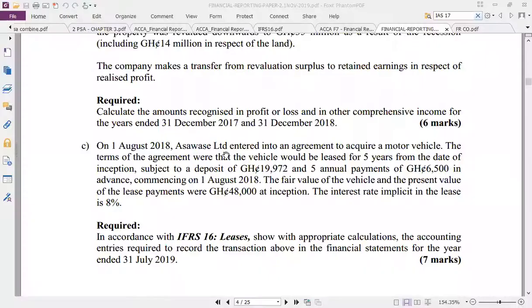Company entered into an agreement to acquire a motor vehicle. The terms were that the vehicle will be leased for 5 years from the date of inception, subject to a deposit of 19,972 and 5 annual payments of 6,500 in advance, commencing on 1st August 2018. The fair value of the vehicle and the present value of the lease payments were 48,000. At inception, the interest rate implicit in the lease is 8%.